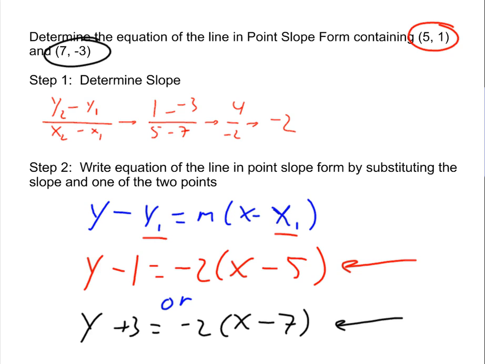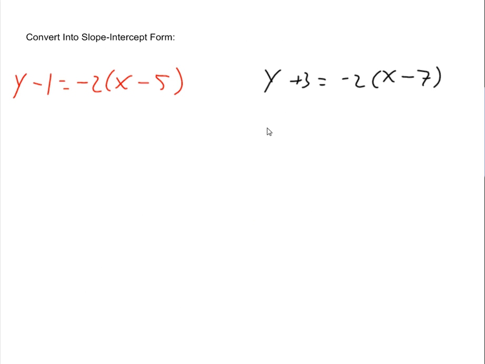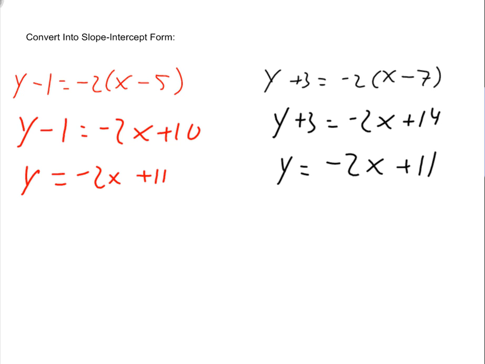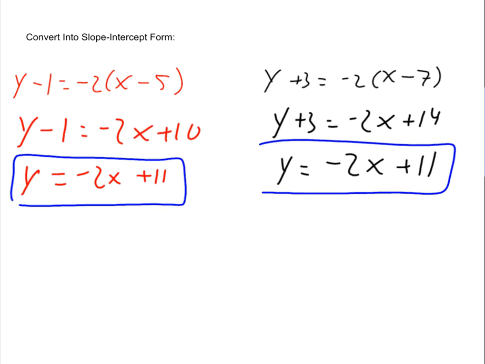We can check that by taking these two equations and converting them into slope-intercept form and seeing if they are equivalent. So try that now. Pause the video and convert these into slope-intercept form. All right, so if I distribute my -2 and then add 1 to both sides with the red one, I wind up with slope-intercept form of y equals -2x plus 11. And if I do the same thing to my other equation, I also get y equals -2x plus 11. So they have the same slope, they have the same y-intercept, they are the same line.